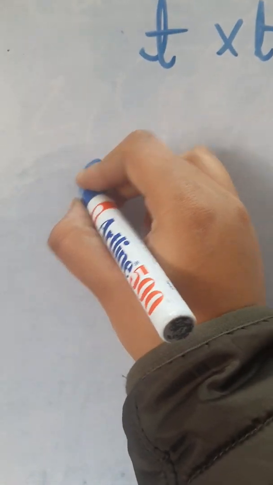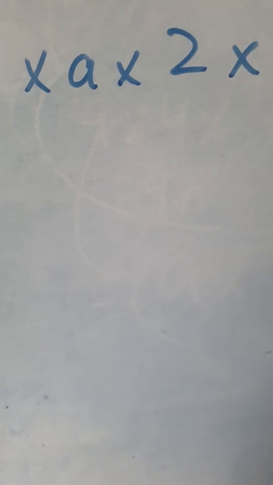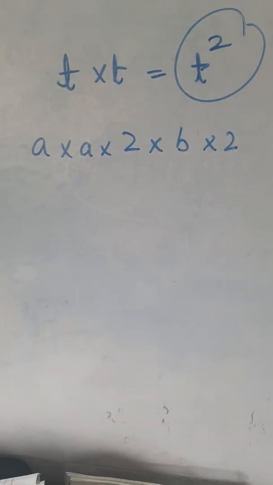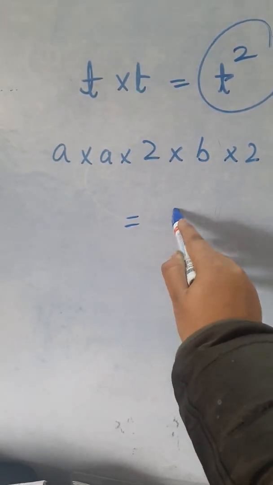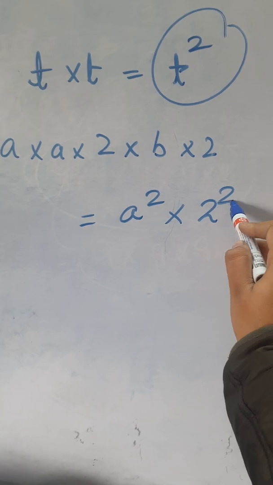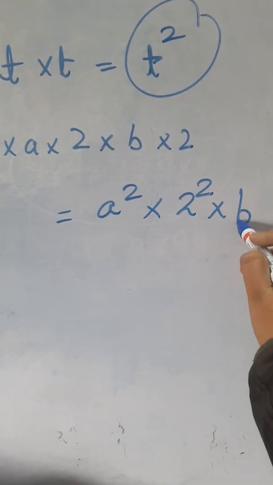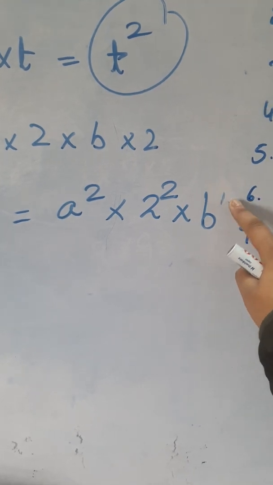Let's say it is a into 2 into b into 2. So the exponent for this becomes: a is occurring 2 times, so it is a squared. 2 is again occurring 2 times, it is 2 squared. And b is occurring 1 time, so we say b raised to power 1, or the same thing as b.